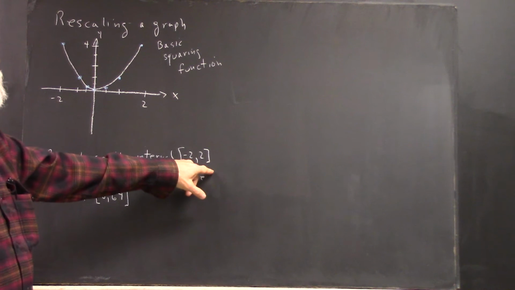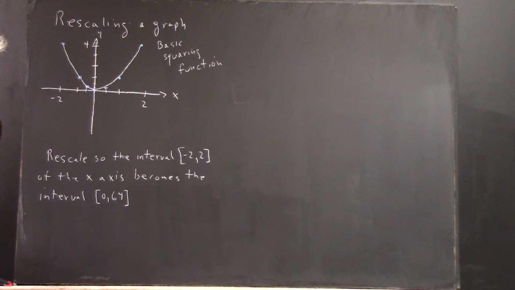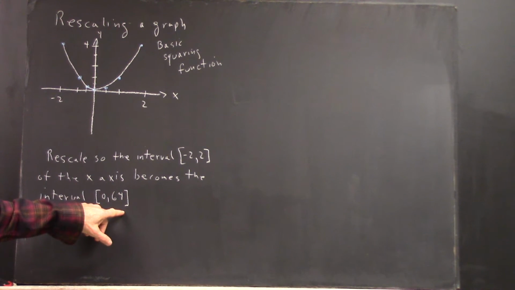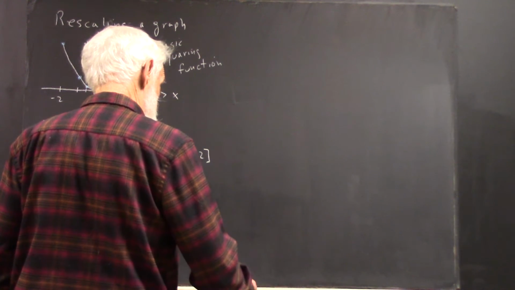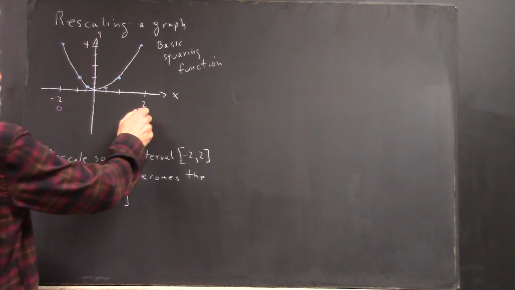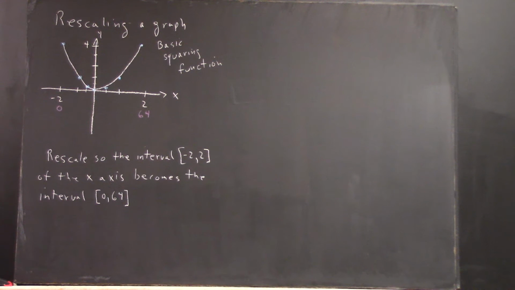Now, that's the domain of the extended basic function, right? And we want that to become the interval 0, 64. Okay? Well, that means this is going to become 0. And this is going to become 64. Okay? So we're going to kind of do a dual labeling of this thing.